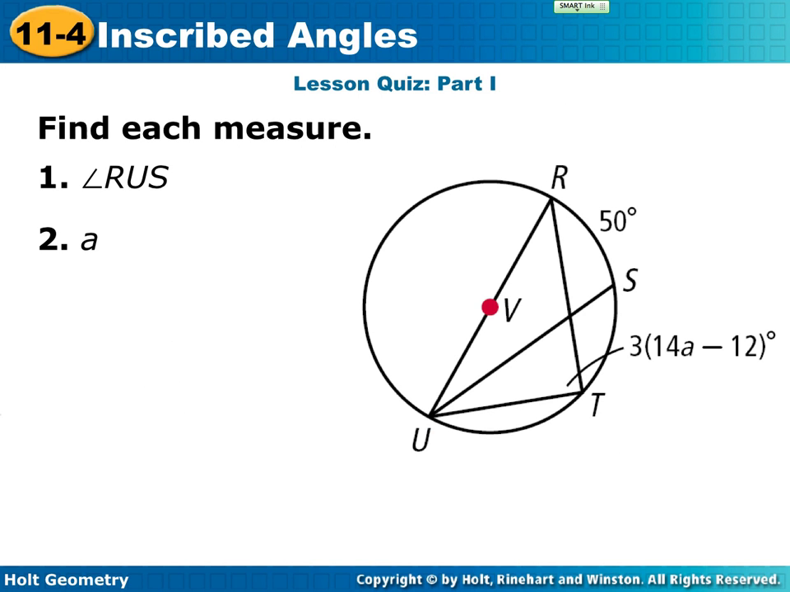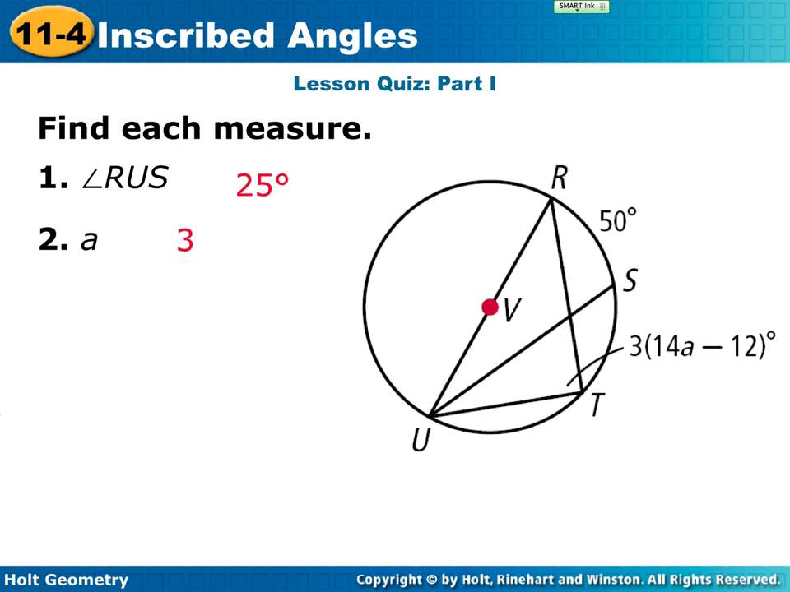All right, with that grouping, with your row, find the measure of angle RUS, and then what A is, a right angle in the triangle having a diameter. Okay, angle RUS is 25 degrees divided by 2, and A is 3.